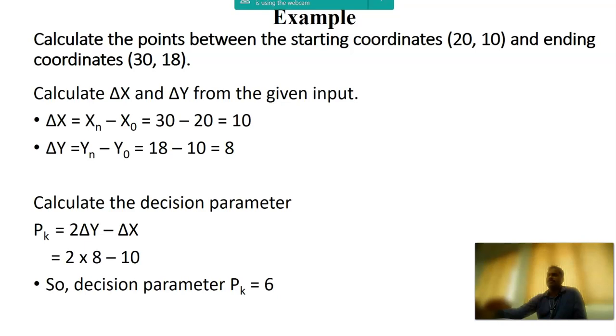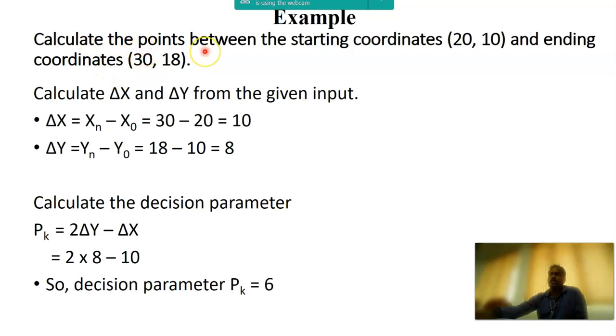If it is reversed, that is, the slope is equal to or more than 1, then the y value is incremented at each iteration by 1, and the x value we have to identify. By using the same logic, you have to calculate the p naught value for slope greater than 1. So a sample is given here.